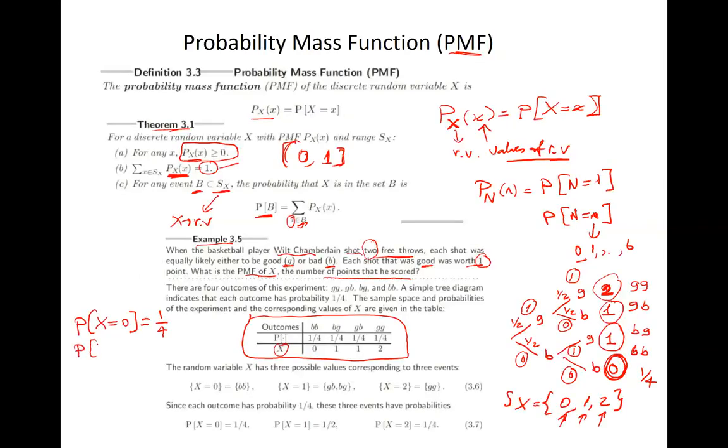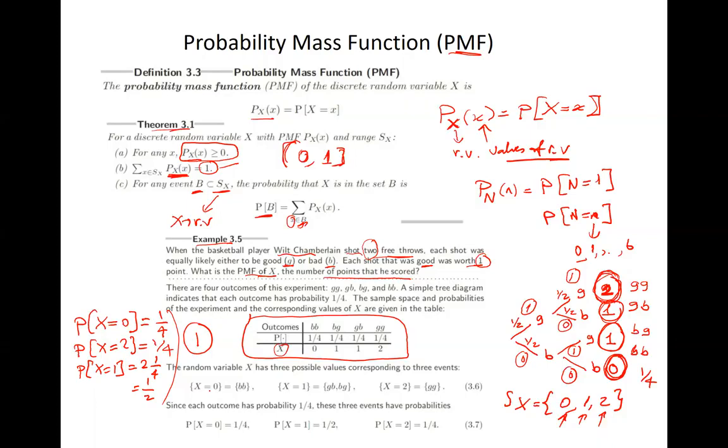Probability of X equal to 2 points is again 1 over 4. Why? Because we got just 2 points. But we have two 1 points. So the probability of X equal 1 will be 2 times 1 over 4, so 1 over 2. You see, the sum of this should be 1. Okay? 1 over 4 plus 1 over 4 plus 1 over 2 gives you 1. So the sum of this PMF should be 1.